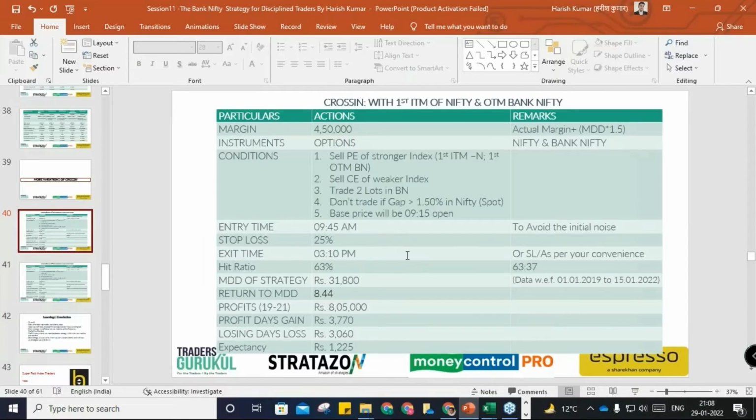So what it is giving us, we have to sell put of the stronger index, first ITM. In case of Nifty, first ITM means, suppose as per decider sheet, your calculation is coming that you have to sell the 17,000 call. You will go to the previous strike and you will sell 16,950 strike, right?